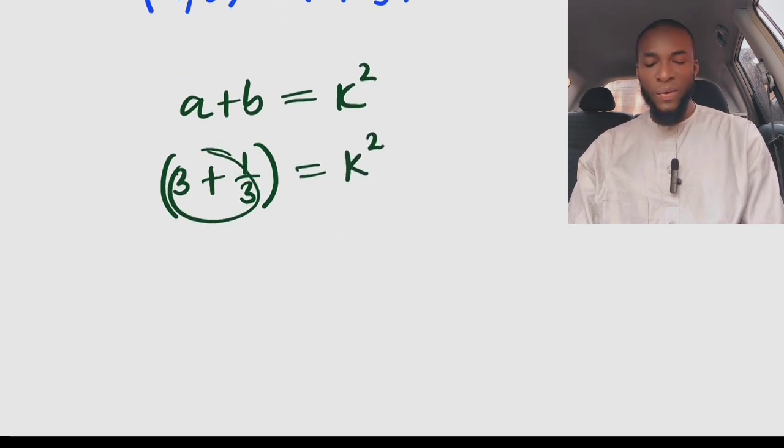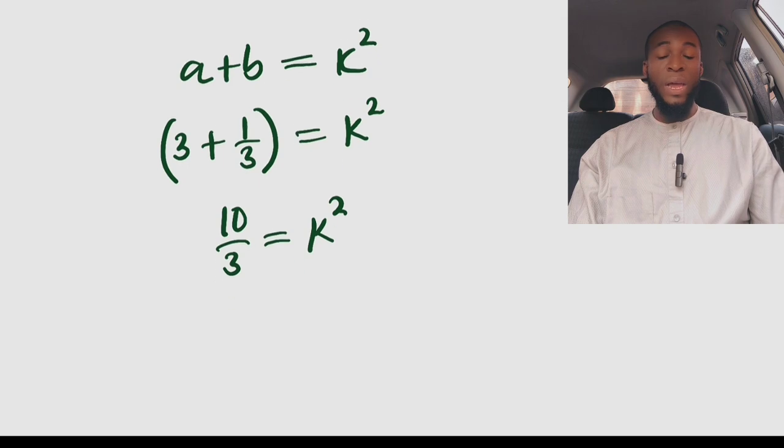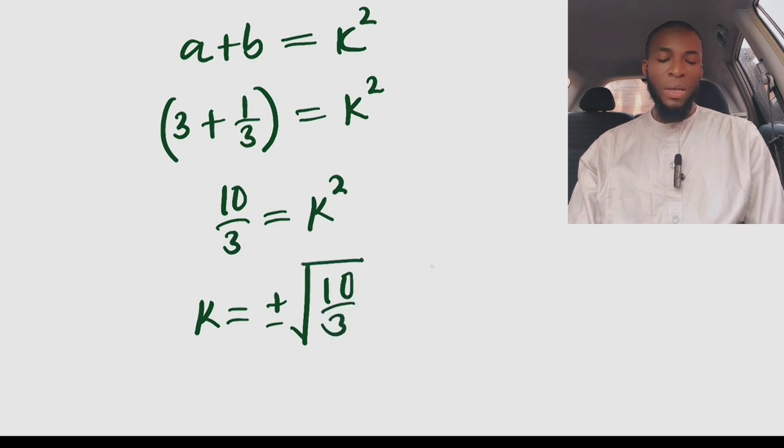So let's simplify this first. You take 3, you multiply by 3, that will give us 9. Then plus 1, that will give us 10. So altogether, we have 10 divided by 3, and this is equal to k squared. To find k, we can take the square root of both sides. Therefore, k is equal to plus or minus the square root of 10 divided by 3. And this is said to be the solution to this problem.